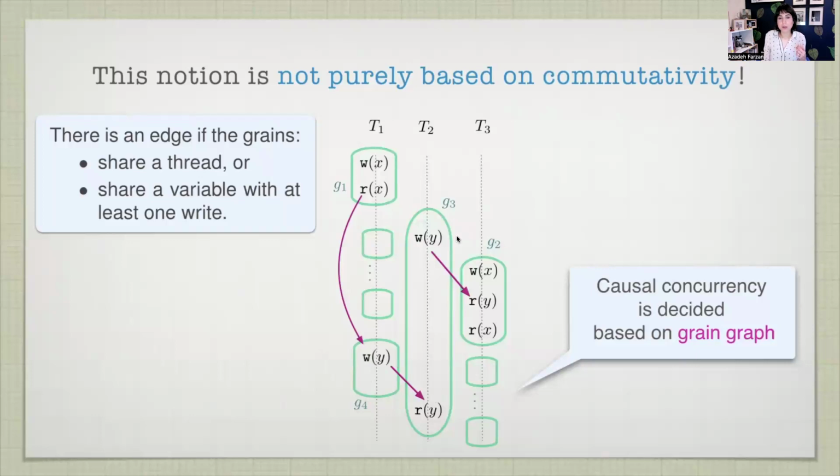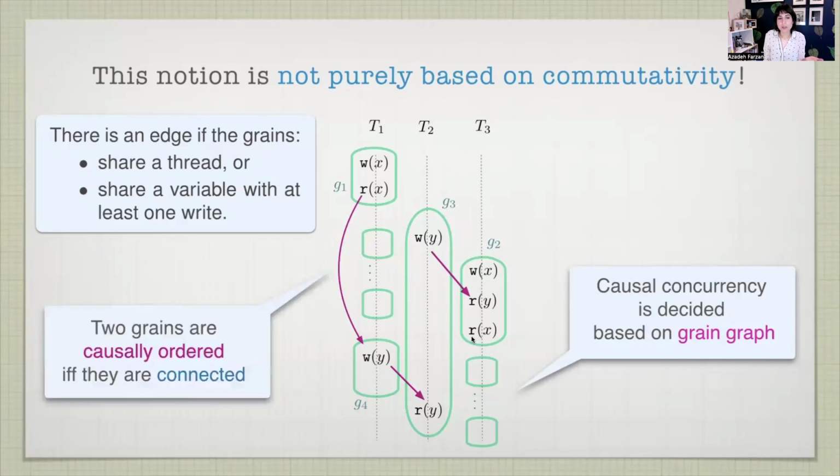And then once I observe these things in the grain graph, I can just say that two grains are declared causally ordered by the grain graph if and only if they're connected in the standard graph-theoretic sense for a directed graph, which means there is a path from one grain to the other. So the pink path that you observe here says G1 is ordered before G4, G4 is ordered before G3, and G3 is ordered before G2.